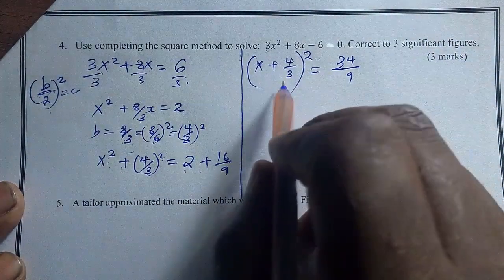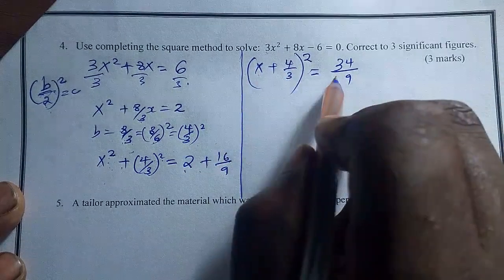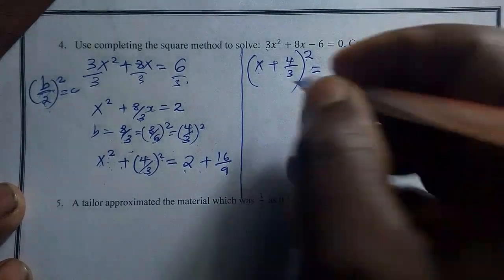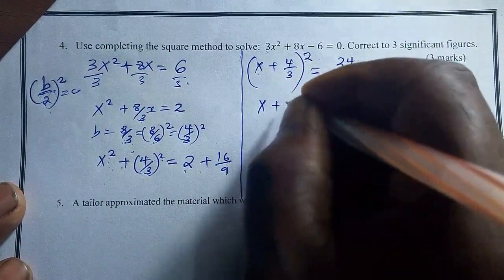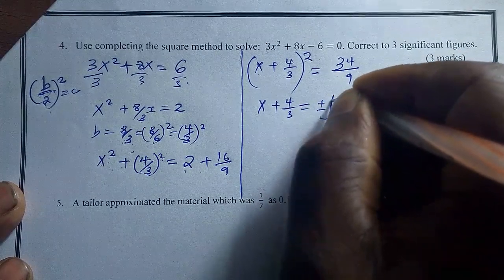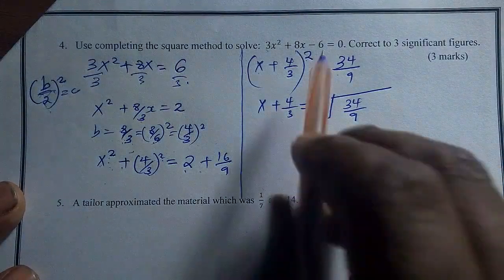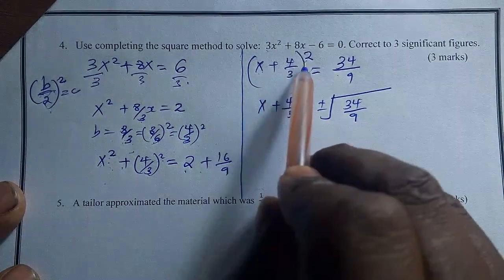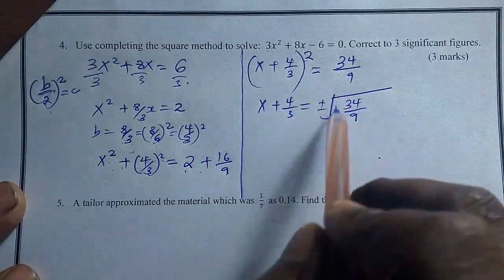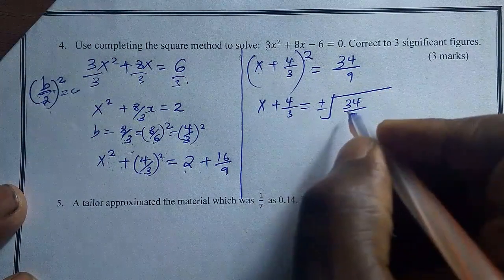Now, since we want the value of x, we square root both sides, so that we remove this square here. So x plus 4 over 3 is equal to plus or minus the square root of 34 over 9. To get the value of x, we square root both sides. If you square root here, the square disappears, and this is a square root. So having done that, now find the square root of this.